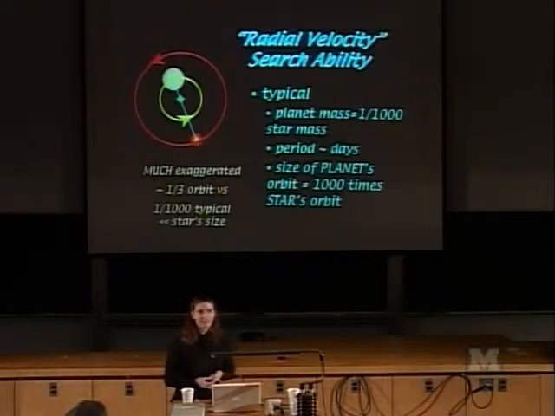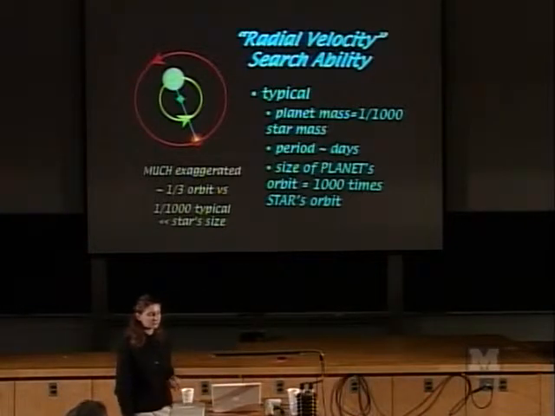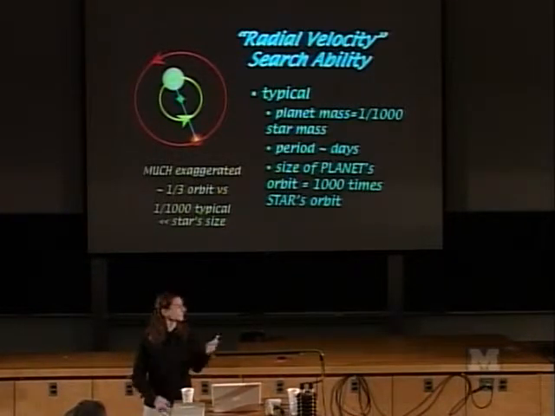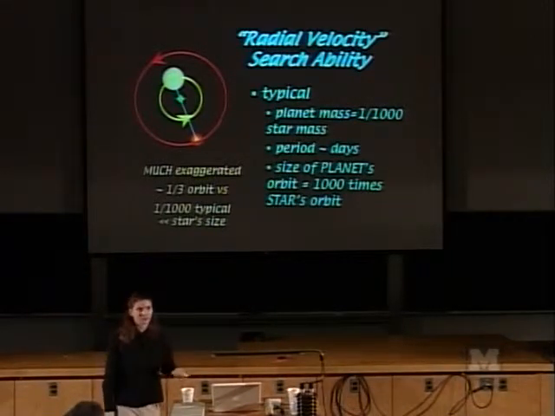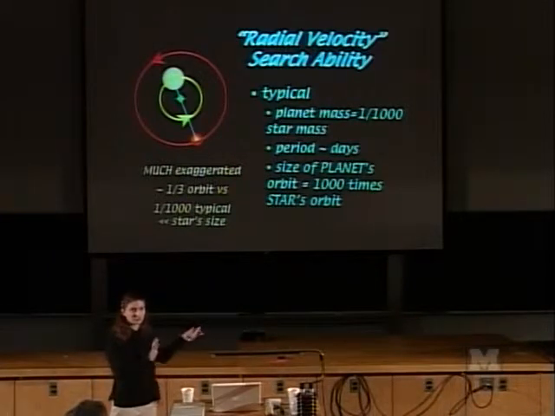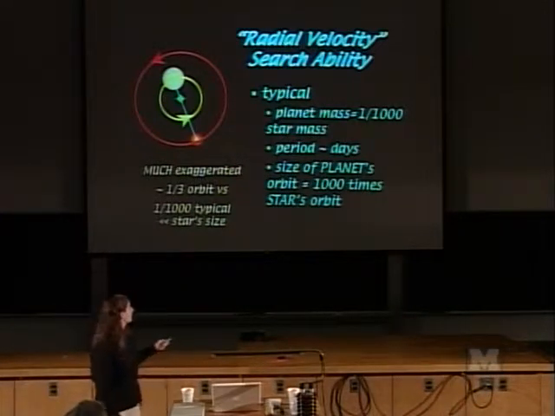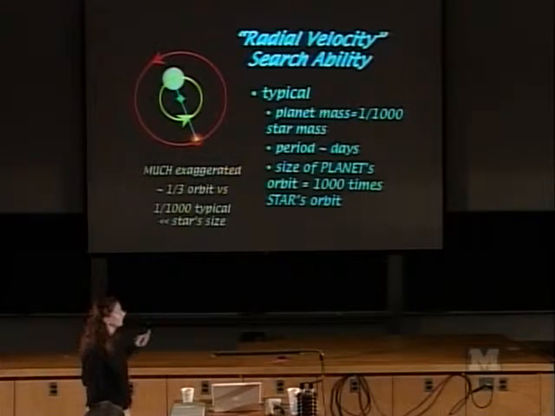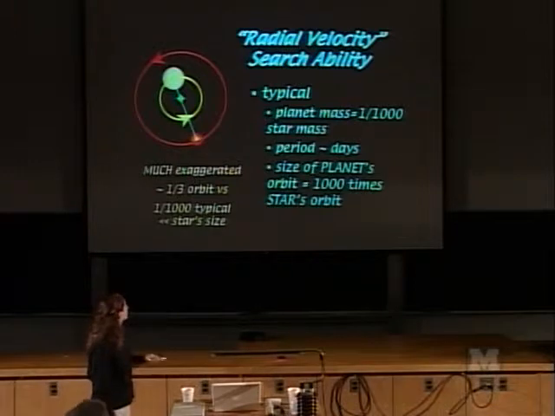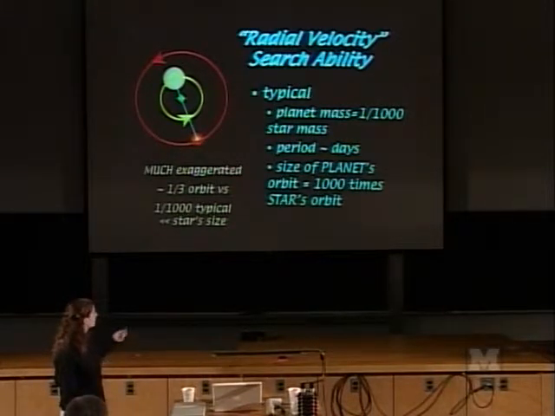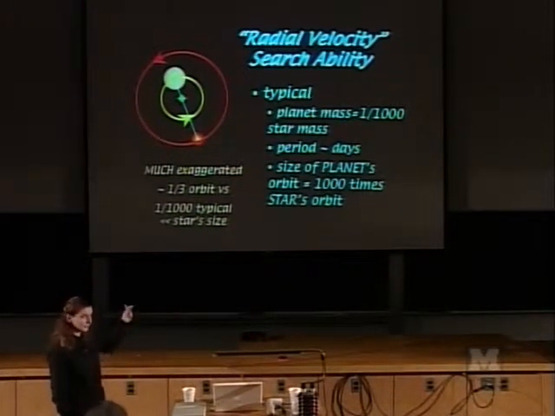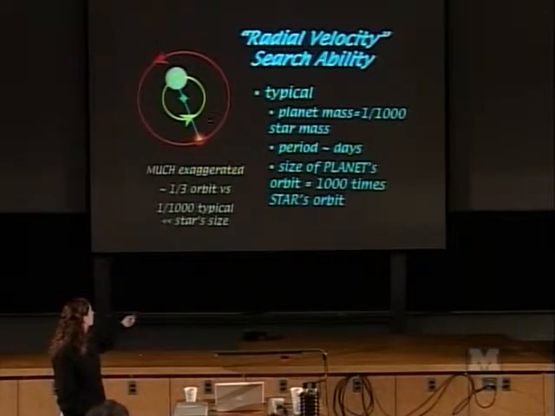So in our typical case, however, these are very small shifts, because this is what we've been able to detect thus far. Our planets have a mass of about 1/1000th of the star mass, so Jupiter-sized relative to our own sun size. They have to be pretty close in to give a big enough tug to produce an orbit like that we can measure. So the period is of order days. And like I said, the size of that star's orbit is going to be much smaller than the size of the planet's orbit. So the size of the planet's orbit is going to be something like 1,000 times the size of the star's orbit. It's got this tiny little wobble back and forth produced by this planet.